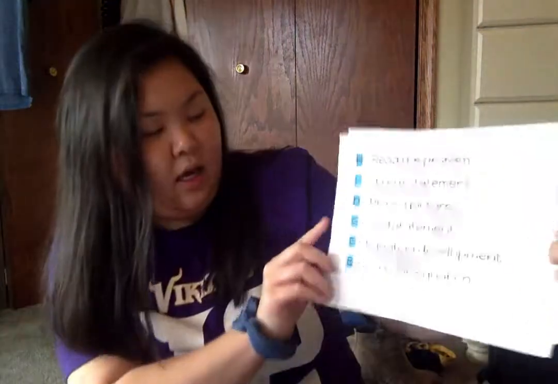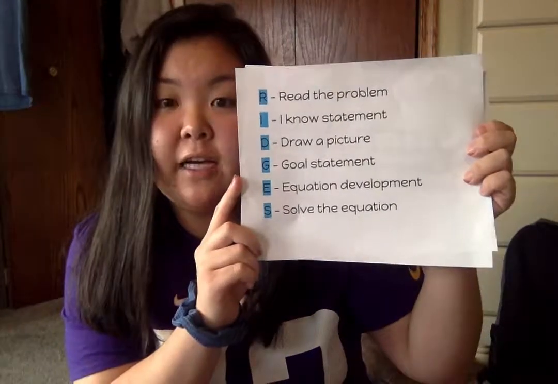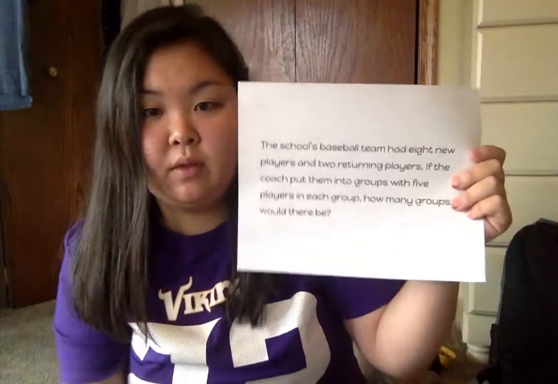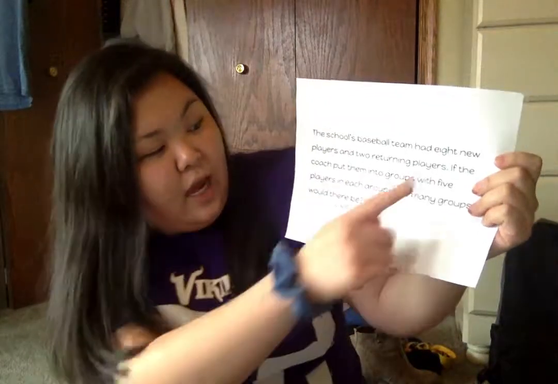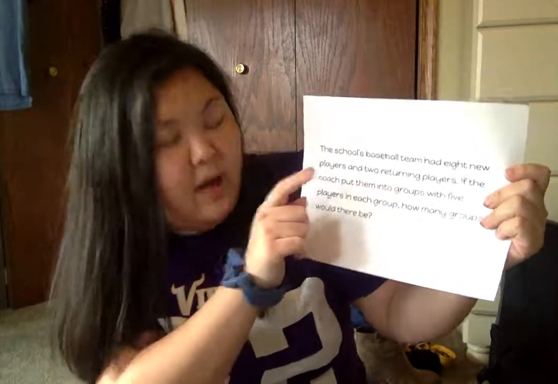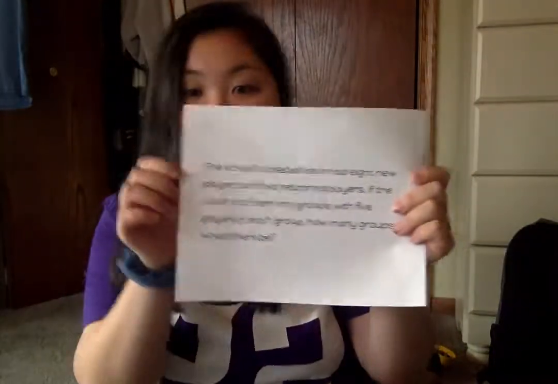So let's go back to RIDGES and look at our next step. It's the I know statement. So we need to go back to our problem and figure out what we know. Well, we know that there's 8 new players and there's 2 returning players and the coach wants them in groups of 5. So let's go back to RIDGES and see what's next.